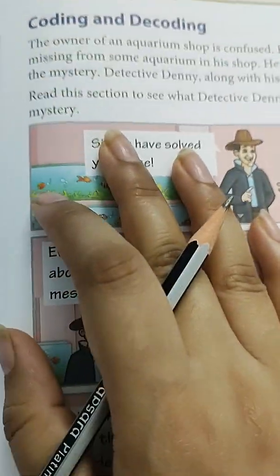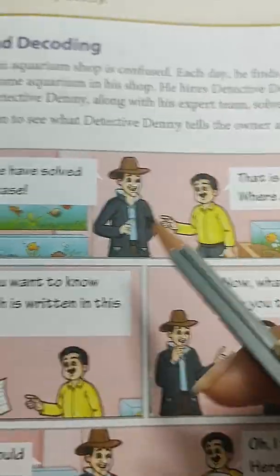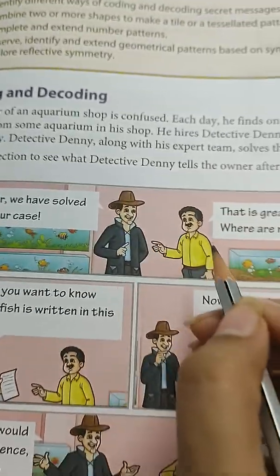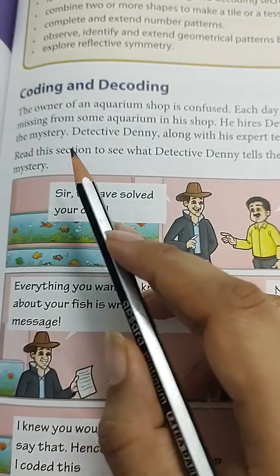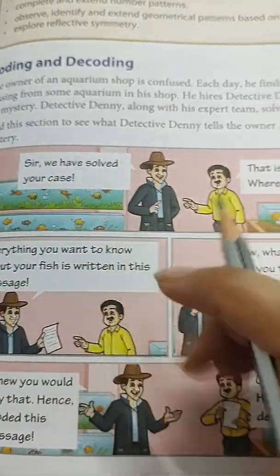Now we have page number 89. The owner of an aquarium shop is confused. What has happened? There is an aquarium shop owner, and he is confused. He finds one fish missing from some of the aquariums in his shop.